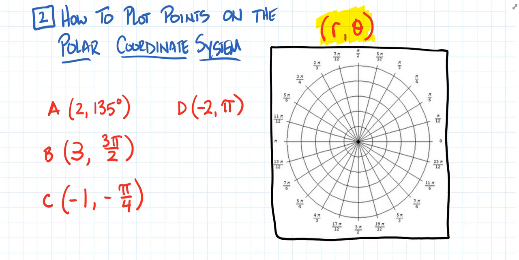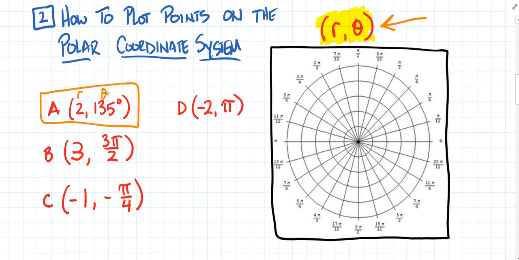In box number 2, I'm going to show you how to plot points in a polar coordinate system. Remember, a polar coordinate system is all based on the fact that we're given an r and a theta. So let's consider point A first, which I just drew a box around. It says 2, 135. Well, 2 represents the radius, and 135 represents the theta.